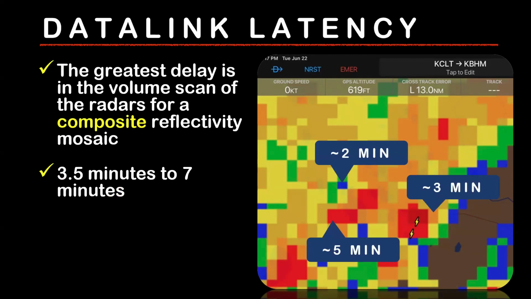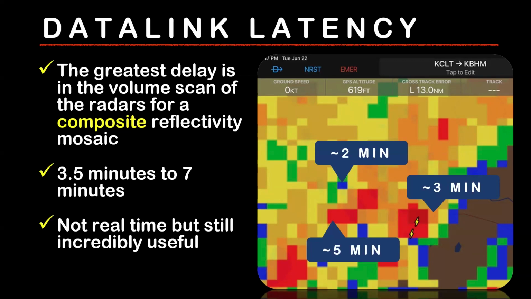So what you end up with is, on average, again, looking at every pixel, anywhere from 3.5 minutes, maybe all the way up to 7 minutes old when it's first displayed on your screen. Of course, you have no idea what pixel is what age. So if you really want to be conservative, you lean more to that 7-minute side in terms of the actual age of the product you're looking at. So definitely it's not real time, but it's still incredibly useful.